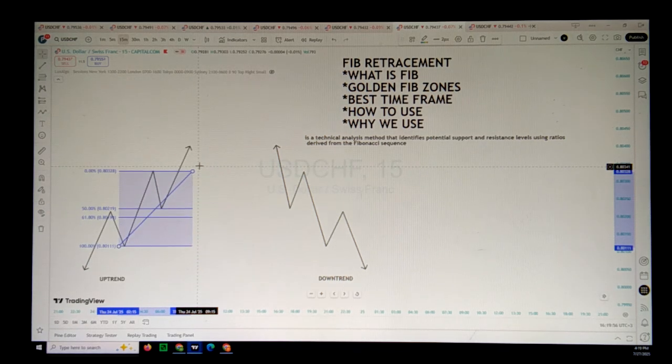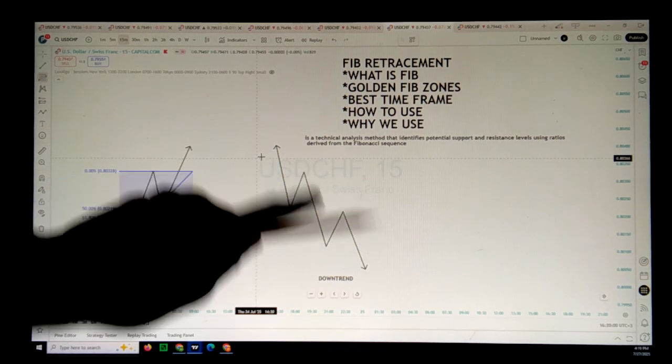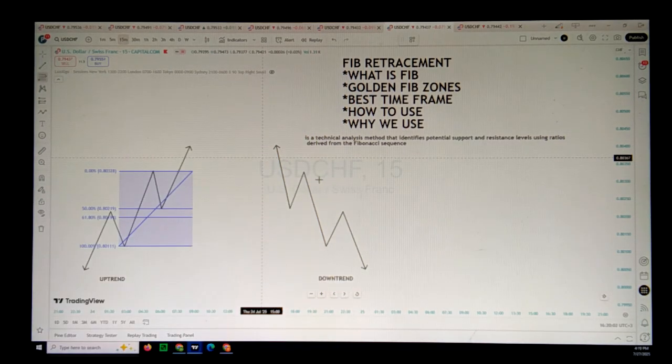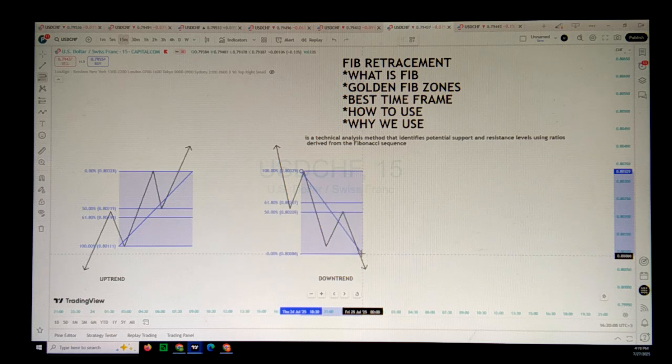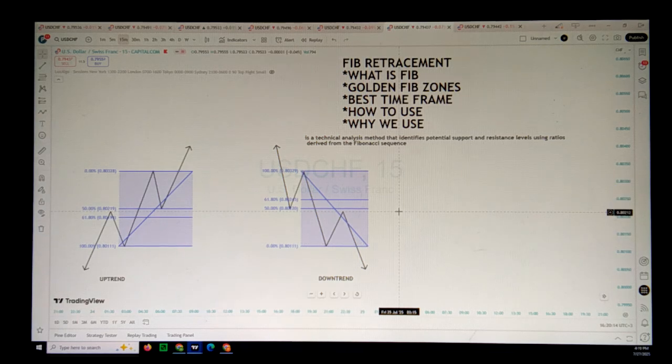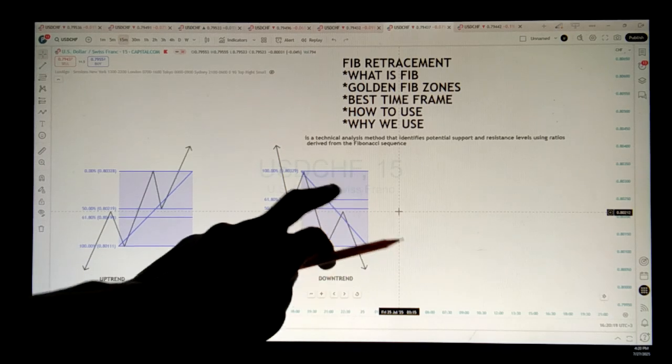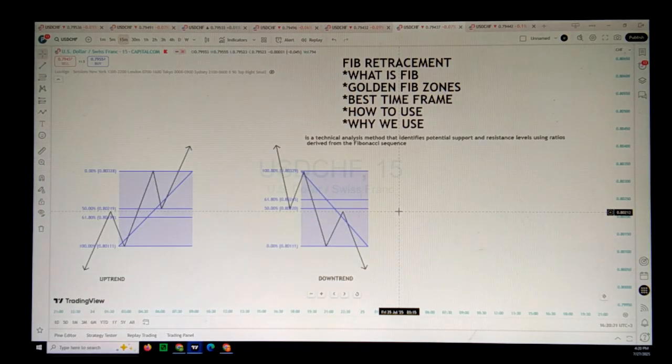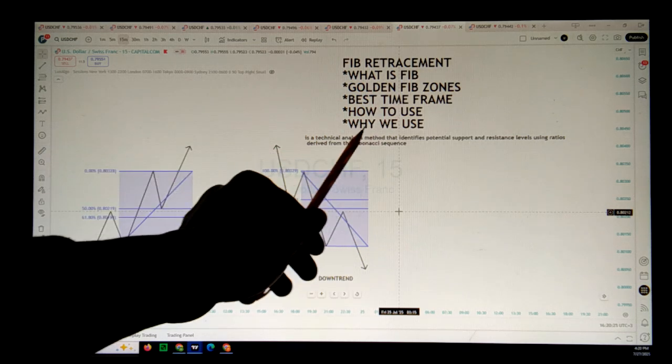Then the same thing on a downtrend. On a downtrend, you'll draw from the highest point to the lowest point. You got me, guys? Just take a Fibonacci retracement tool, then drag it from the highest to the lowest point, like that one. So on a downtrend, you'll wait for the market to come to your 50 and 60% zone to take your trades. You understand?